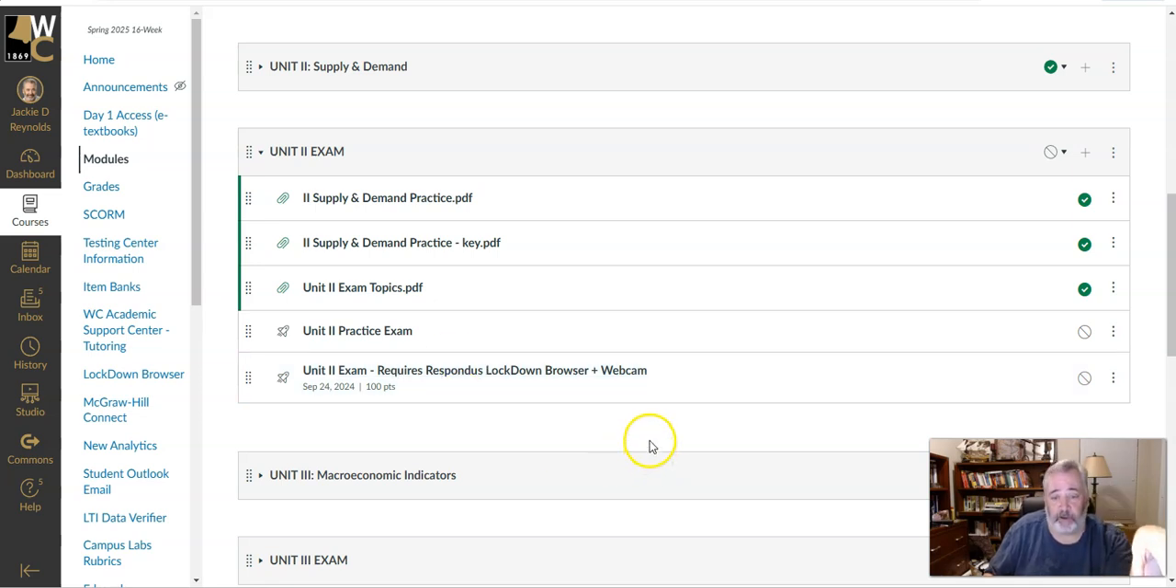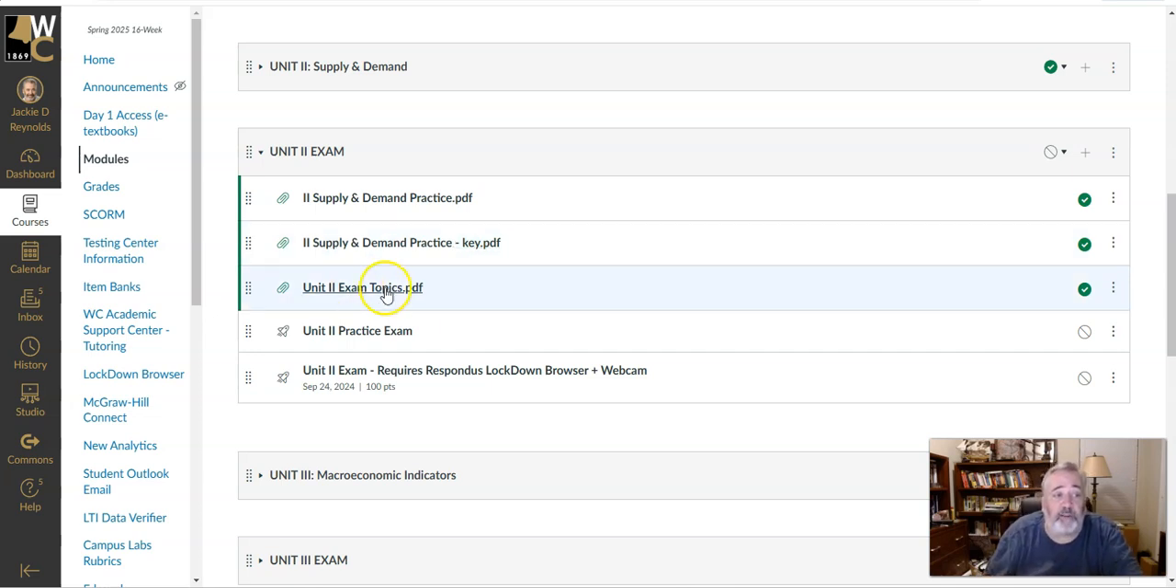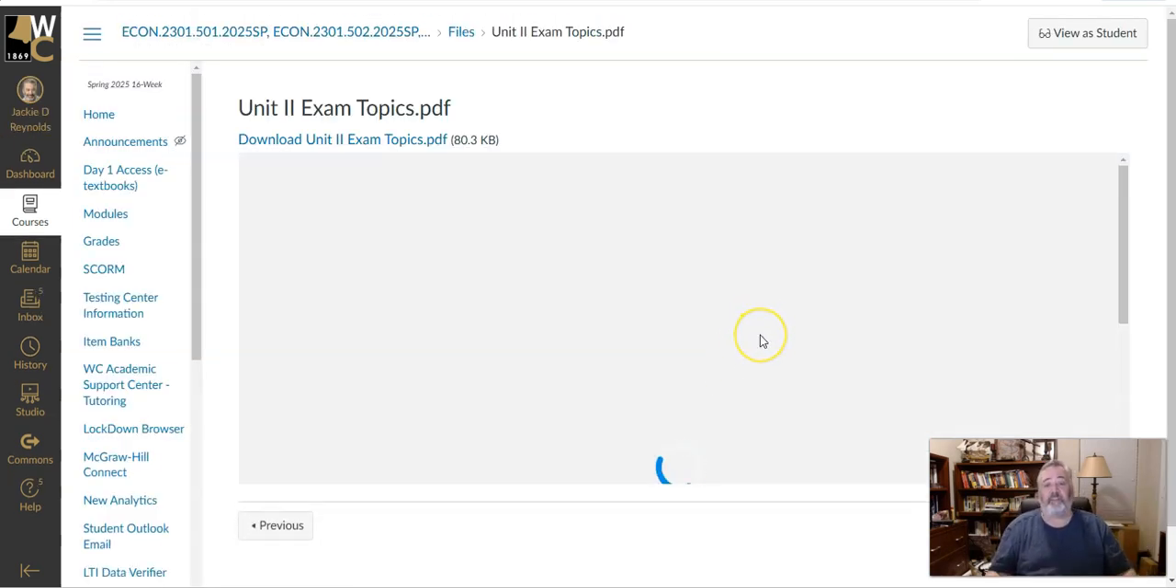But there's other things here. So with units in macro, this does not apply to micro, but in macroeconomics, in units 2, 3, 4, and 5, I do place some additional practice. So, for example, here's some supply and demand practice. I give you the key so you can see what you need to do. But this is just more opportunity to engage with the material and for you to learn it better. I also provide you with an exam topics list. So that's what this looks like right here. This helps you narrow your focus as you're preparing that one-page sheet of notes.